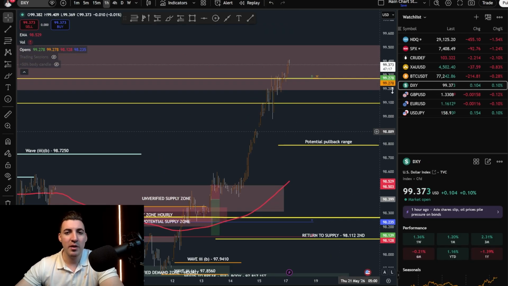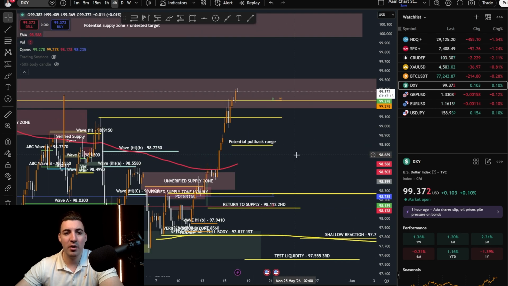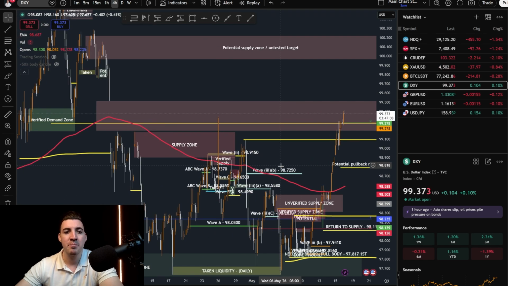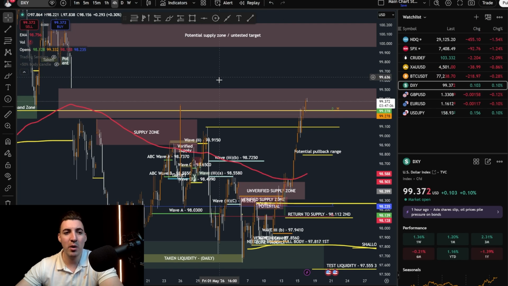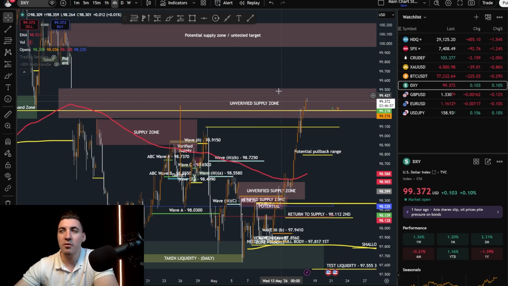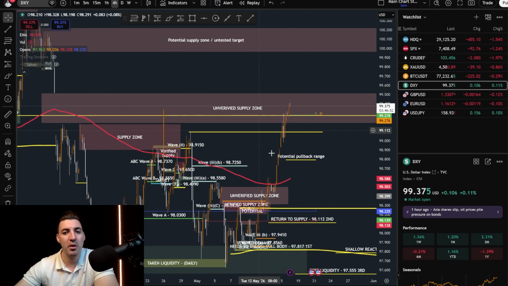Heading over to the DXY, it has absolutely exploded. It has surged into the upside. Just look at all of this uptrend, all of this push into the upside. We are now at a point where we are in an unverified supply zone on the 4-hourly frame. So I want to see what the price is going to do within this area.